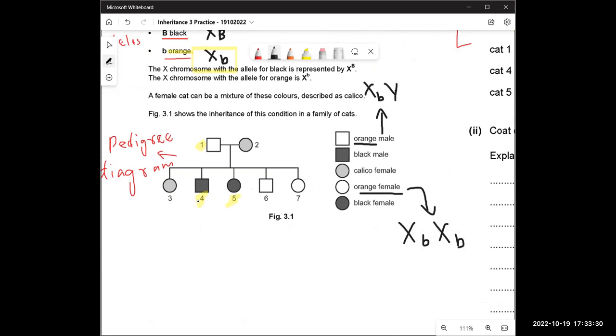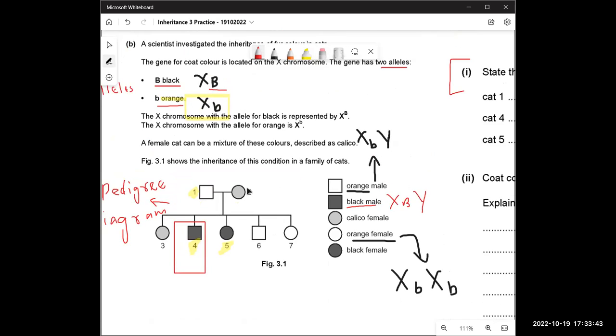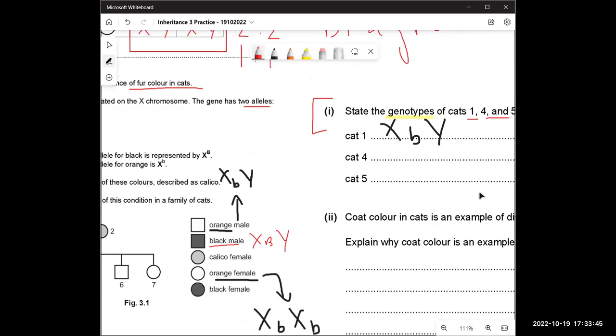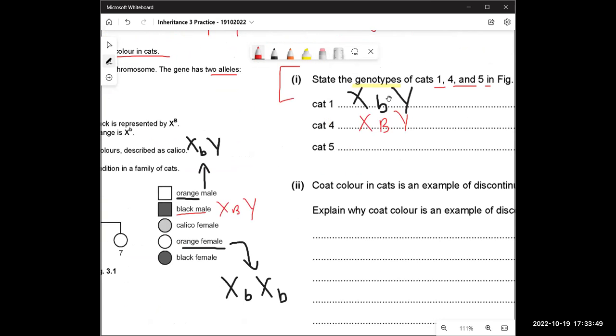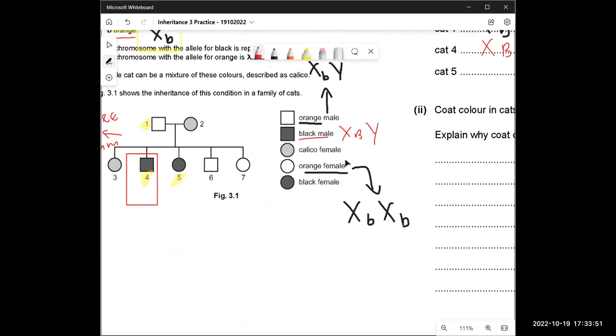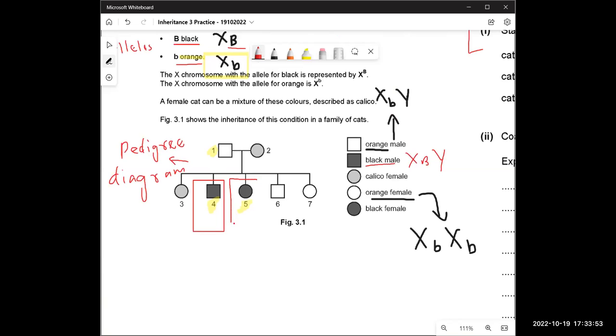Now, Lula, tell me 4. What kind of cat is 4? 4 is a black male, which is X capital B Y. Because look, the capital B is for black, so it's X capital B Y. Y has no variations. Now, Lula, Diana, tell me what type of organism is 5?